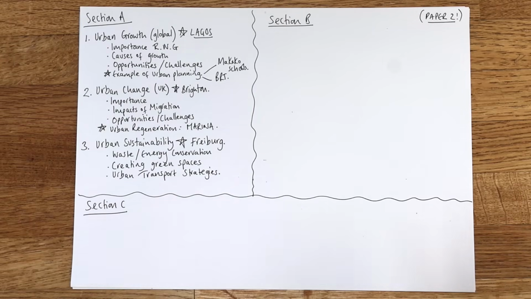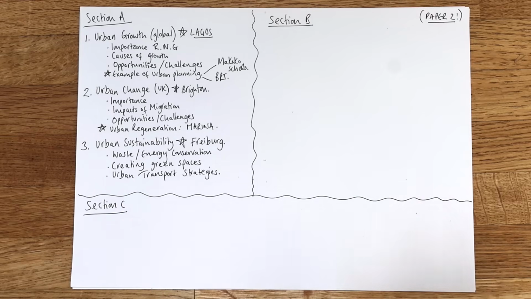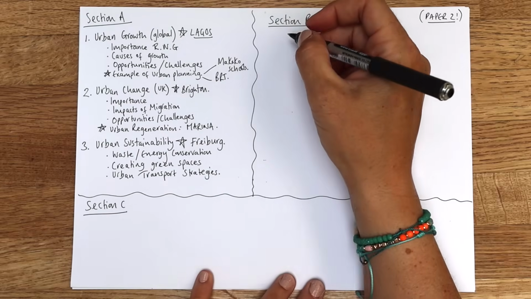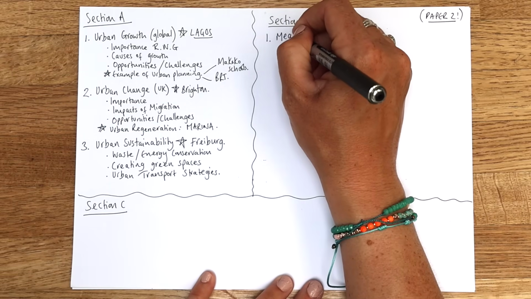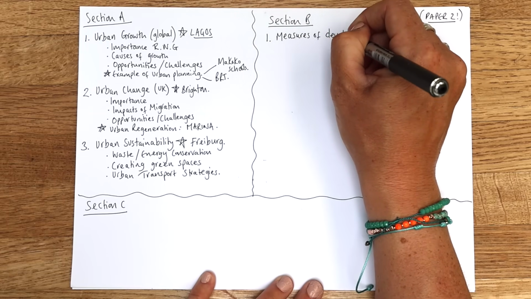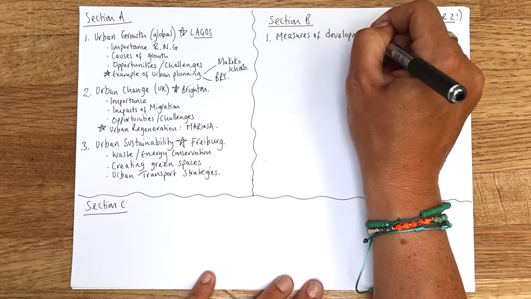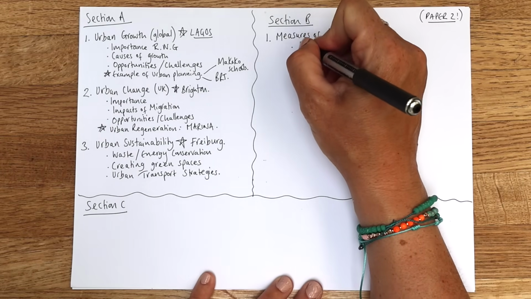Okay, then section 2, so section B is very different. It's all about development. It's a bit more about kind of money and wealth and things like that. So the first section is on measures of development. I think these very often trip people up. They're not that difficult, but they are one you do need to revise.